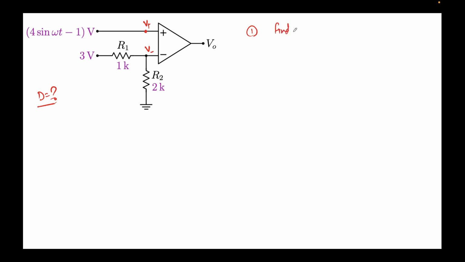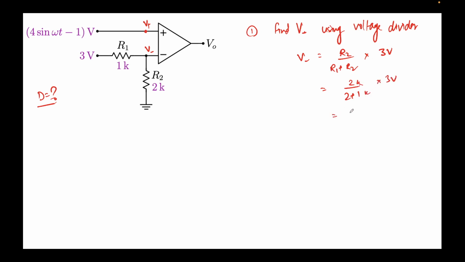We find V minus using a voltage divider, whatever you want to call it, sorry, not potentiometer, voltage divider. So I can simply write V minus is equal to R2 over R1 plus R2 times 3 volts. This will come out to be 2k over 2k plus 1k, times 3, which is 2 volts. So V minus is fixed at 2 volts.